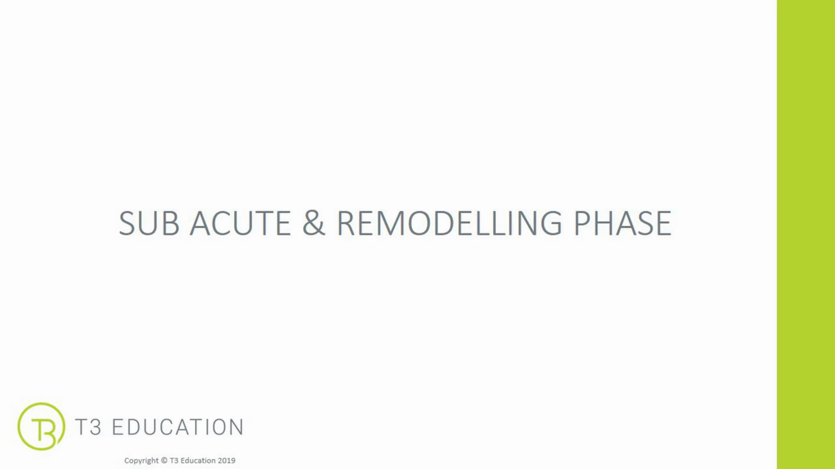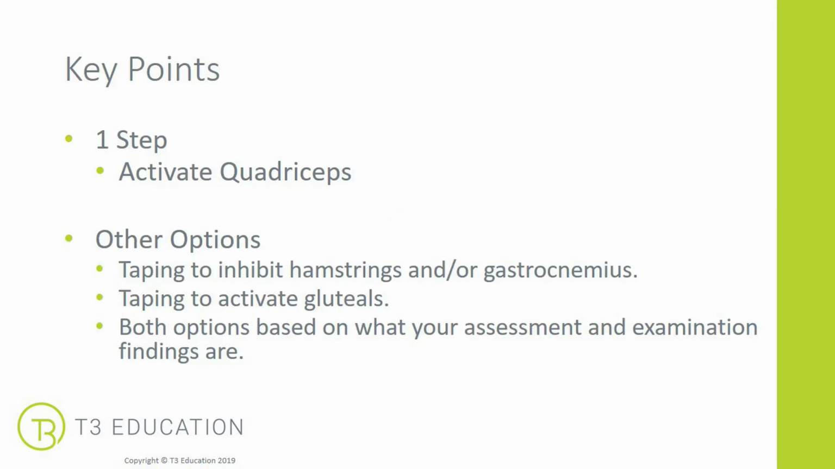Let's move on to the subacute and remodeling phase for anterior knee pain. So as I mentioned, this client has some weakness in the quadriceps muscle group overall. So this step is a one-step approach to activate the quadriceps and to be used alongside strengthening exercises. Other options that you might want to consider with taping are inhibition of the hamstrings and or the gastrocnemius, activation through the gluteals, and that could be due to some range of movement issues within the hamstrings or the gastrocnemius, creating that anterior pain. But then also you want to activate the glutes if there's a rotation issue that might be causing that knee pain.